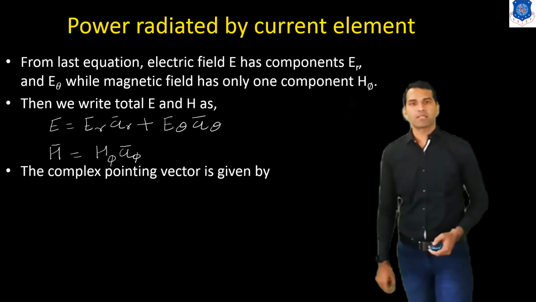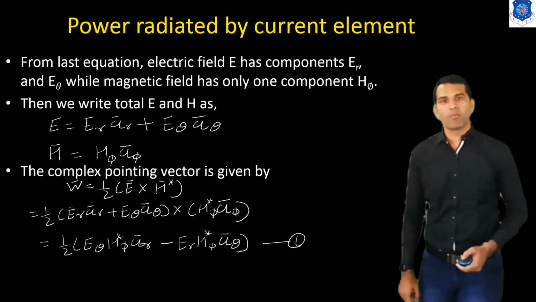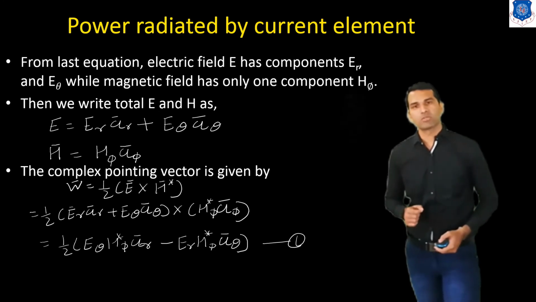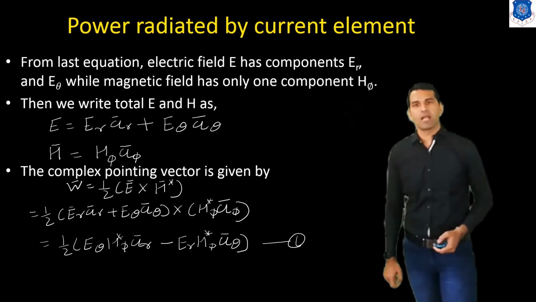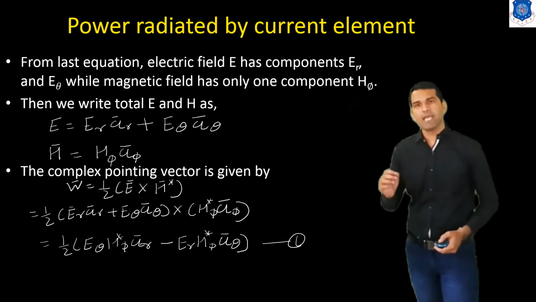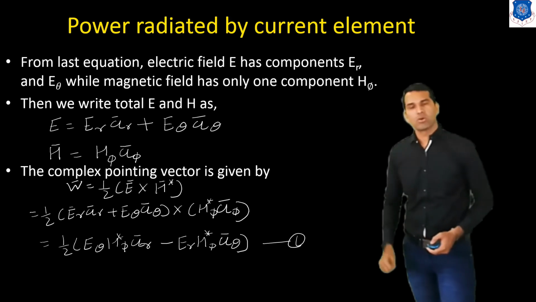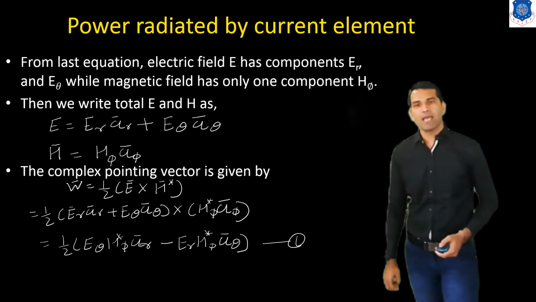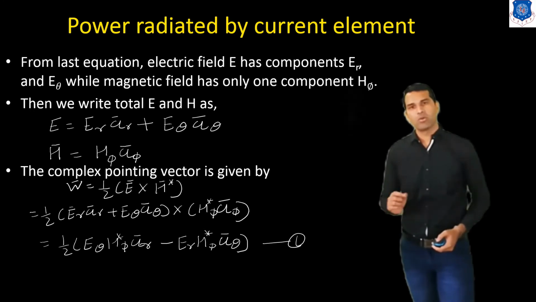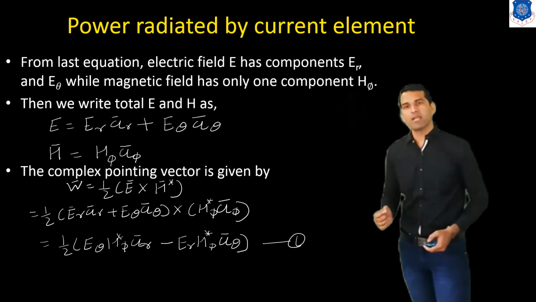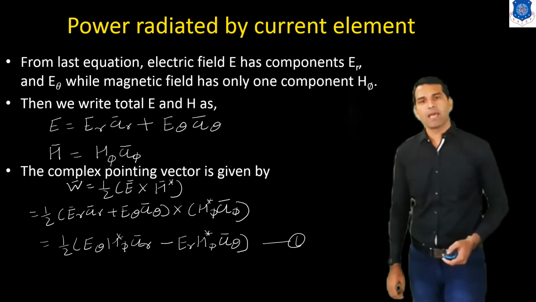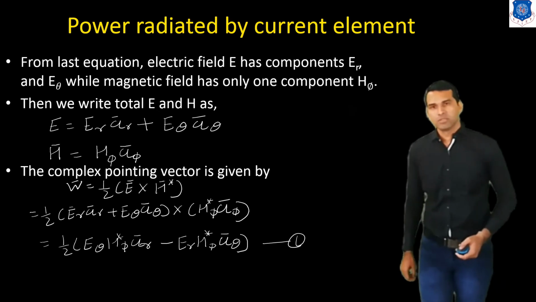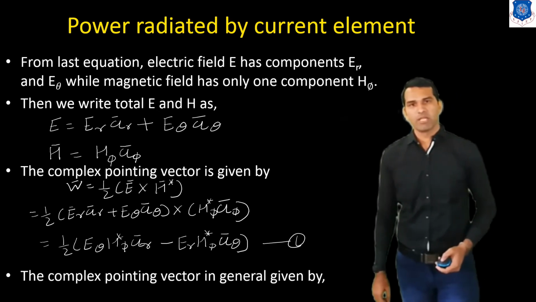The complex Poynting vector is given by W is equal to 1 by 2 E cross H star, that means E bar cross H bar star. Now we substitute the values of E and H in this equation. So we get 1 by 2 times ER AR plus E theta A theta, multiplied by H phi A phi. When we solve this equation, we get 1 by 2 E theta H phi AR minus ER H phi A theta.